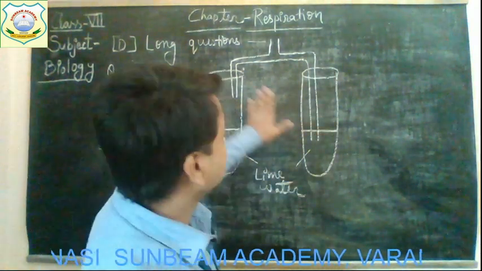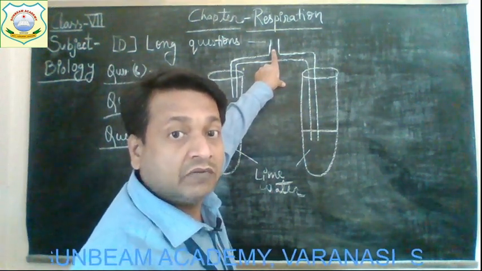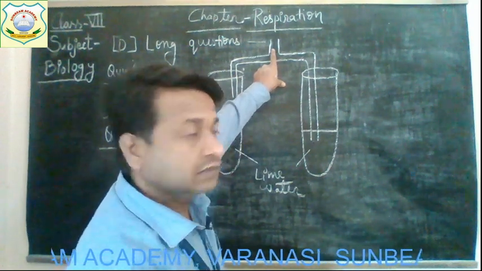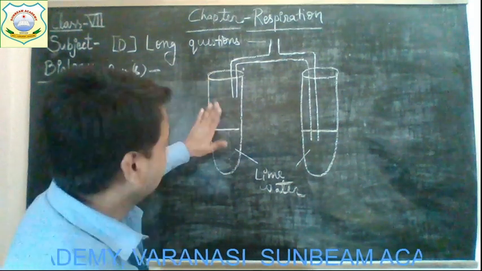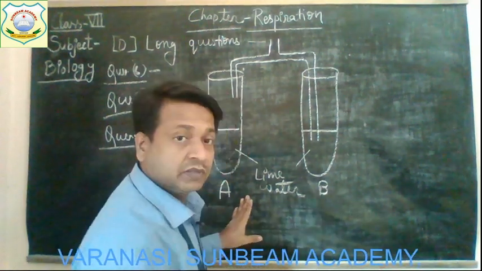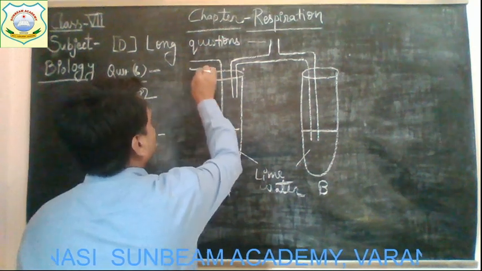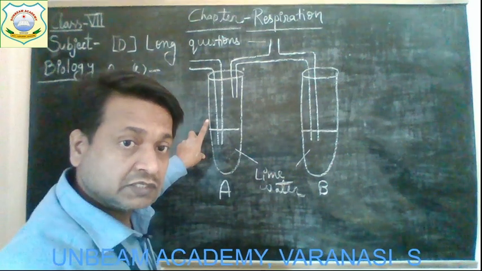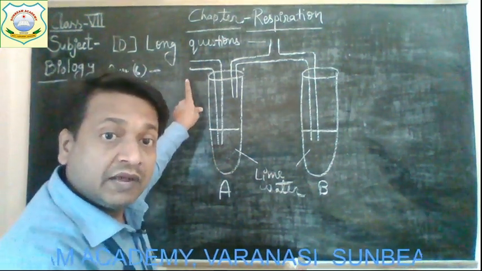Get it? And this glass tube has an opening through which, yes, what will happen? Inhalation will take place. Get it? Now we will take another glass tube and fit it in test tube A. This is test tube A and this is test tube B. So another glass tube is kept in test tube A, and through this glass the air will enter.